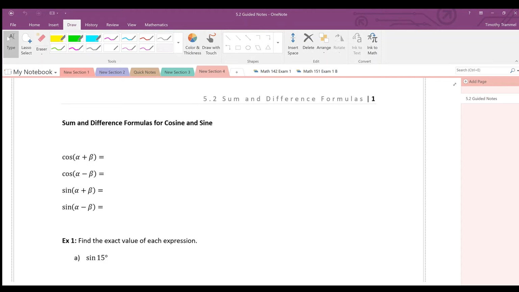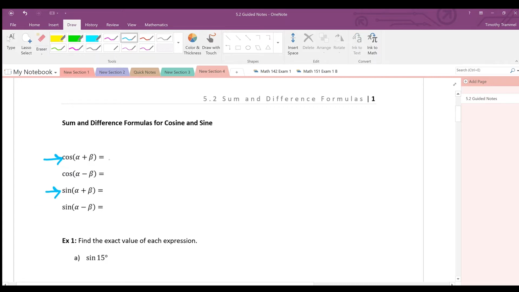Today we are going to look at section 5.2, and our main formulas for this section are going to be the sum and difference formulas, and we're going to look at those for sine and cosine and tangent. If you're curious about a proof of any of these, there is a link on Canvas to the proof for cosine of alpha plus beta and sine of alpha plus beta.